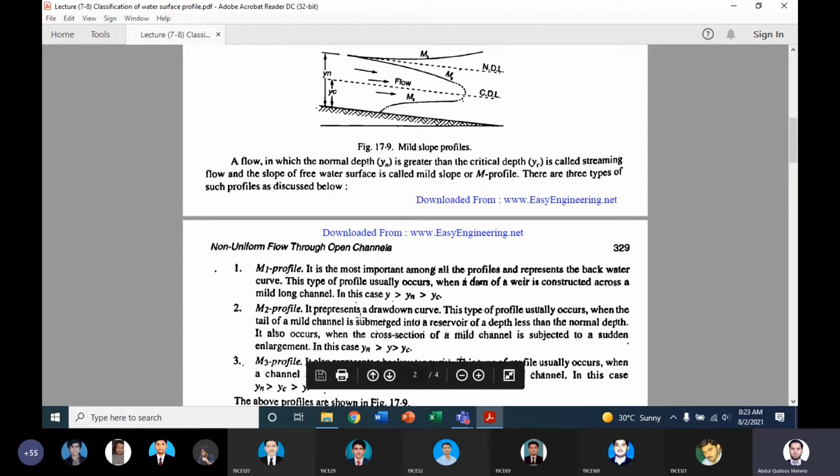So M2 profile, it represents a drop-down curve or drawdown curve. This type of the profile usually occurs when the tail of a mild channel is submerged into the reservoir of a depth less than the normal depth.